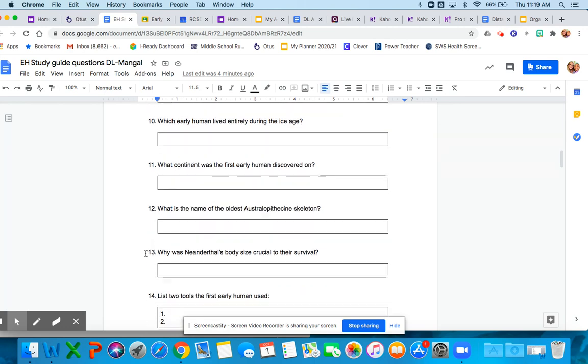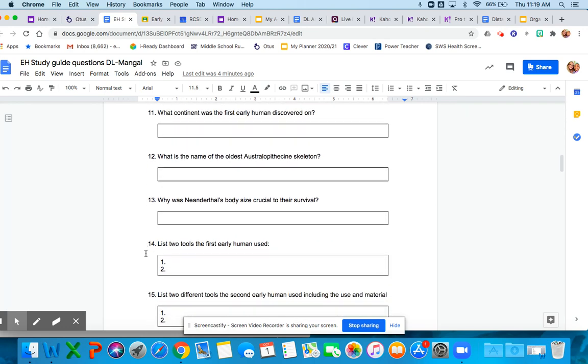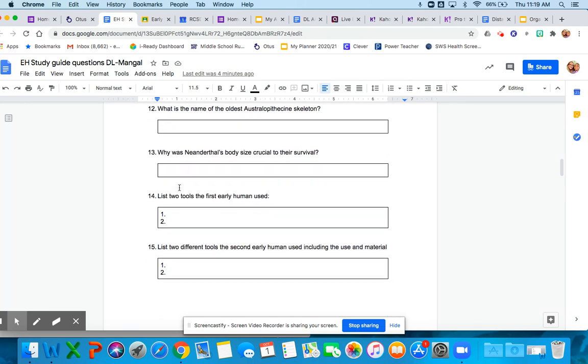Number 11, what continent was the first early human discovered on? That continent would be Africa. 12, what is the name of the oldest Australopithecine skeleton? Her name is Lucy.